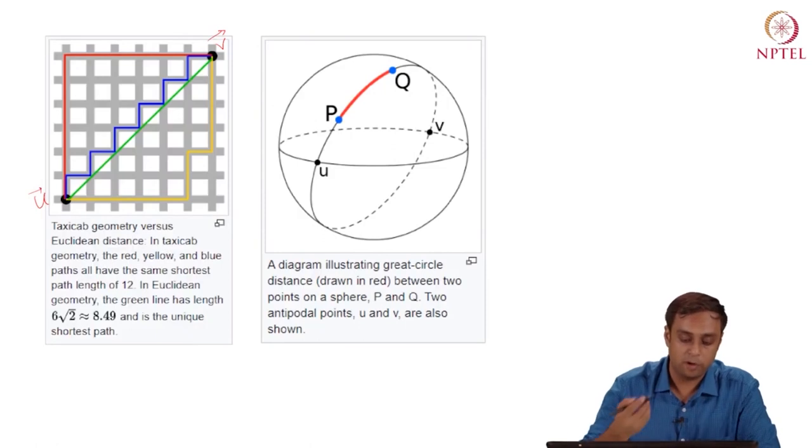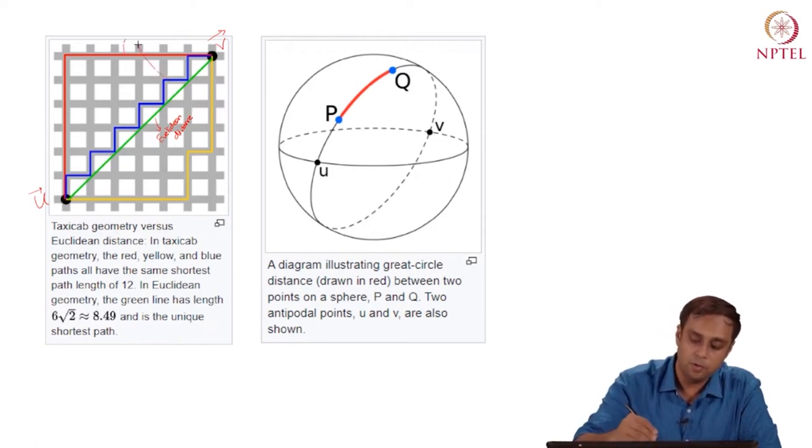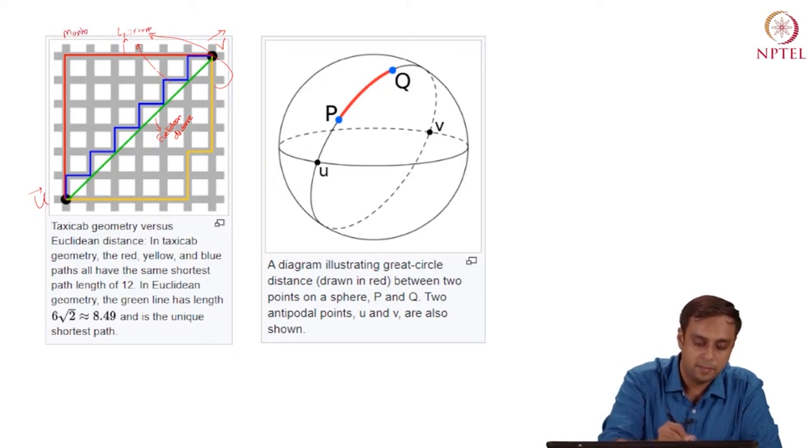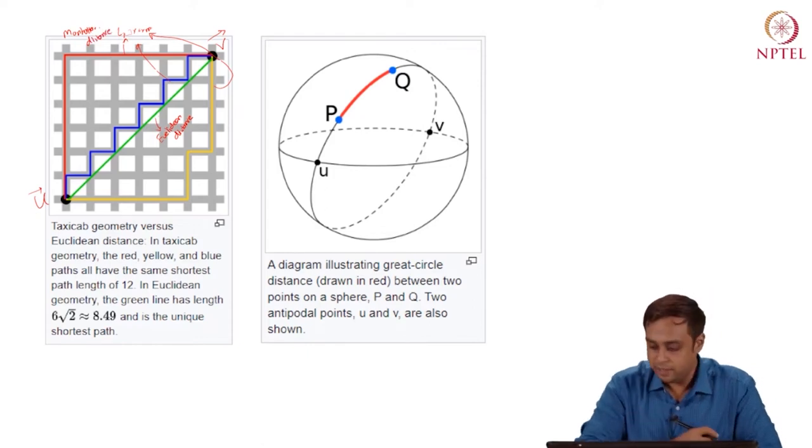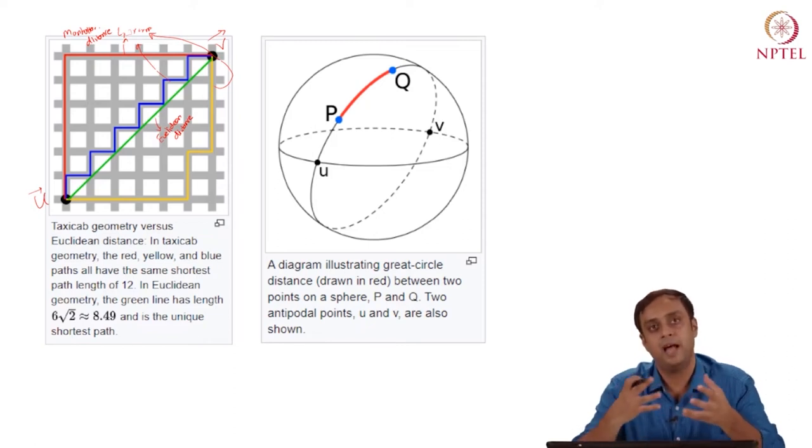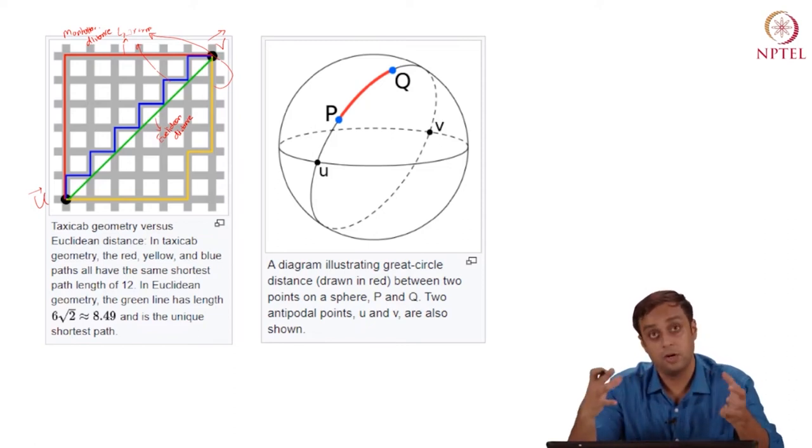So again, go back to the picture. The green line is what we call the Euclidean distance, right? So this is the L2 norm, and the green, blue, and yellow lines, as I said earlier, are called the L1 norm, or the Manhattan distance. Okay? The third kind is called the Great Arc distance, which basically takes into account the fact that the shape of Earth is a sphere.